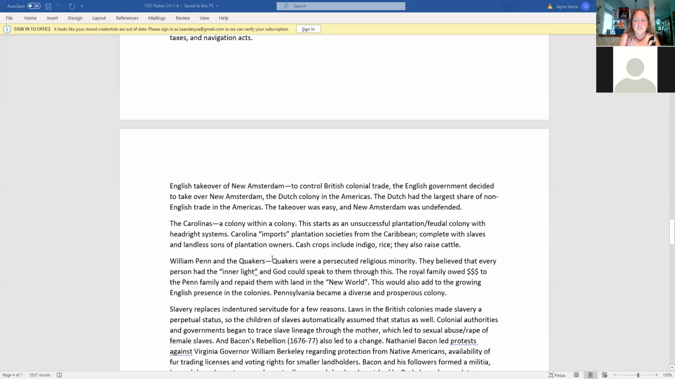In this era, we're talking 1600s, you see the English takeover of New Amsterdam to control British colonial trade. New Amsterdam, New Netherland, the city becomes New York, and then the colony becomes New York as well. And it was Peter Stuyvesant, one of the leading citizens, who was Dutch. And he said, we are not protecting our city, we're not protecting our colony, so it means it's going to be really easy for us to be taken over. We should probably have a citizen militia to protect ourselves.